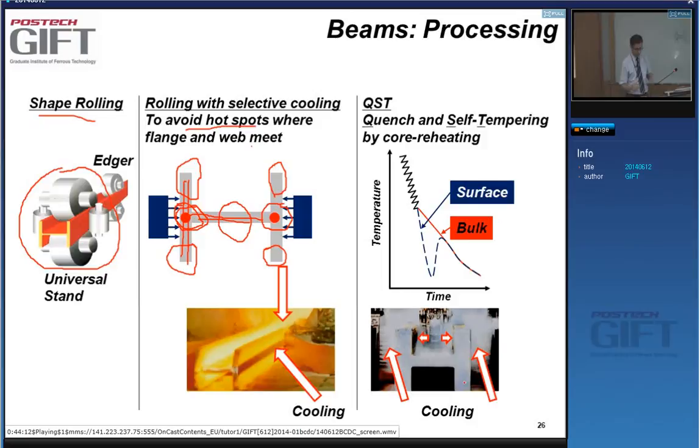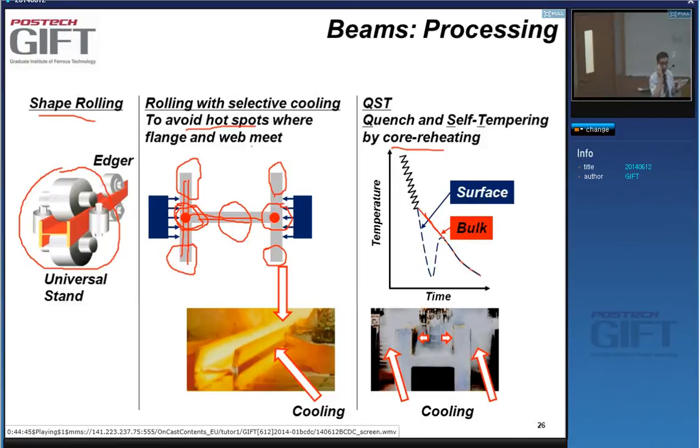So that means the surface gets cooled, and the bulk, of course, cools much less quickly, and you get a tempering of this very hard outer layer of the beam. That's technology that's used for really heavy beams where you require very high strength. So what are we talking about? Beams that are used for very high-rise construction.